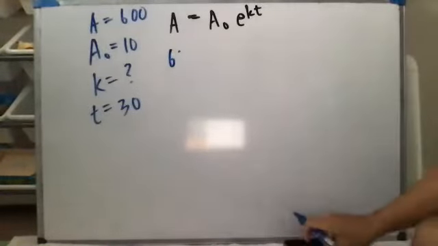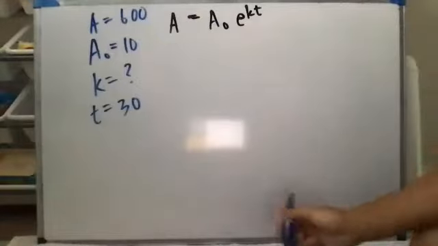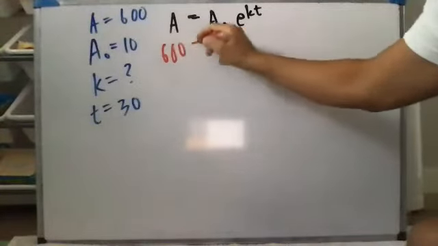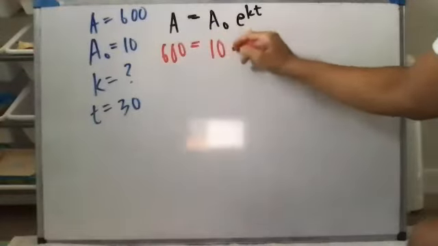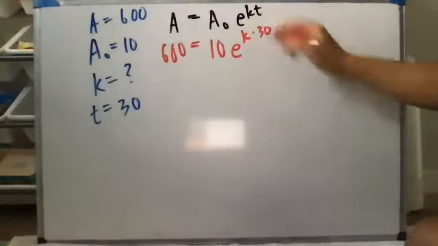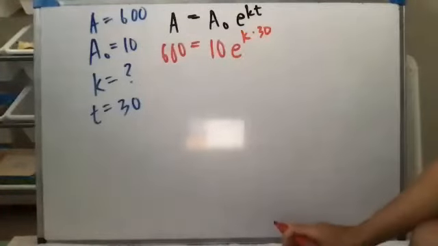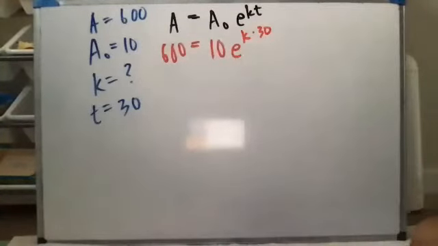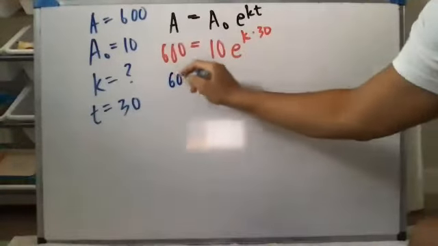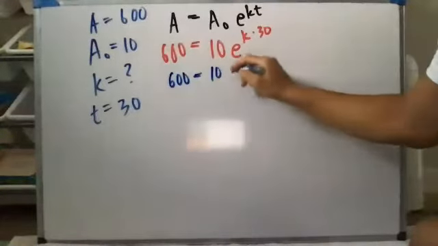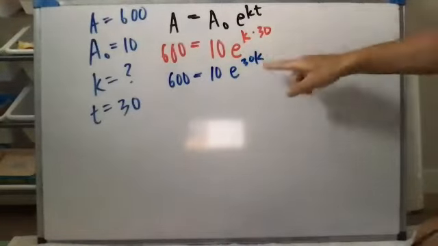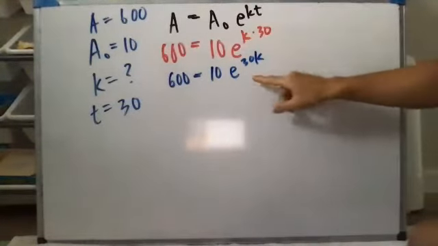600. Let's use a different color since I started that in blue already. So 600 is equal to 10 times e to the k times 30. Or let me write it like 30k. 600 is equal to 10 e to the 30k. All right, so now there's only one letter. Everything else is a number, so I can solve for that letter.